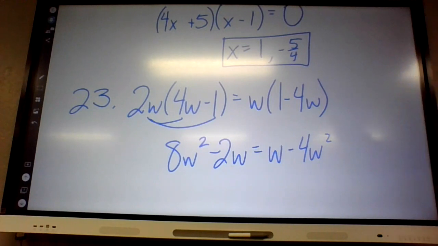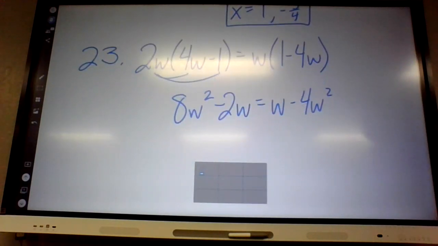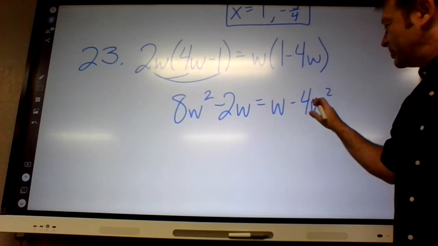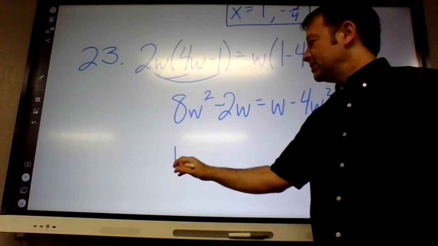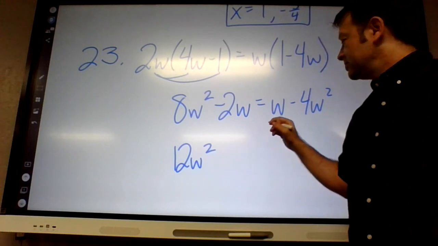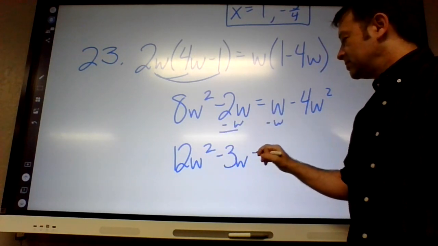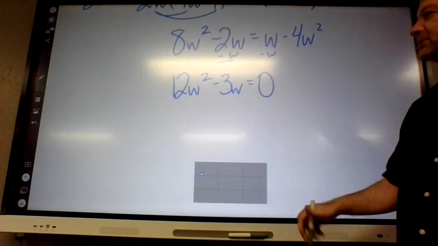Distributive property. It's a W's on this one. I'm going to move everything to the left by adding 4W squared and subtracting the W. This one's a little bit different. Any ideas?